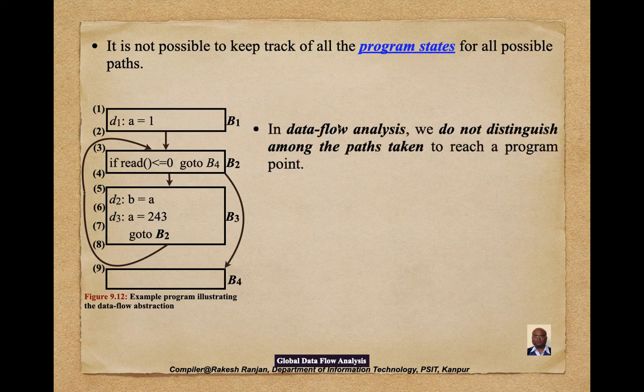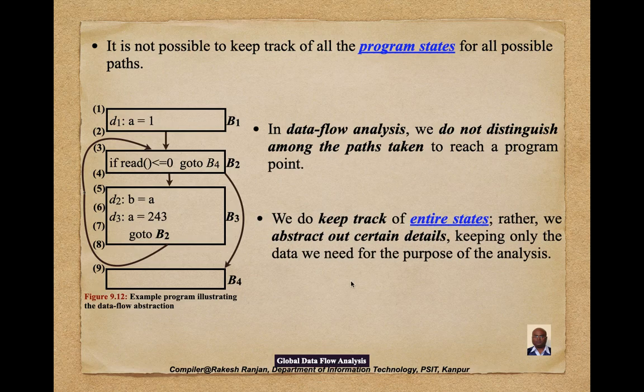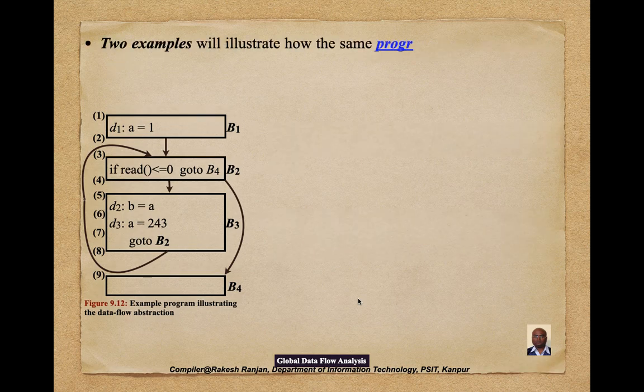In data flow analysis, we do not distinguish among the paths taken to reach a program point. We do not keep track of the entire state. Rather, we abstract out certain detail, keeping only data we need for the purpose of the analysis. So we will see here two examples.